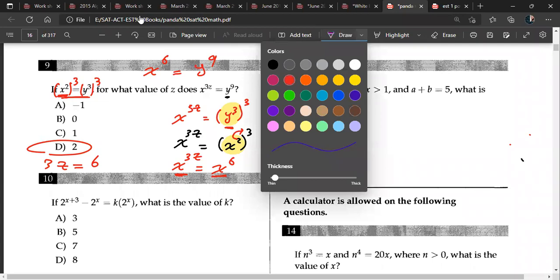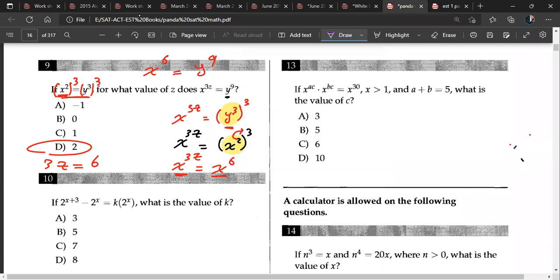It's a better way. You will take the cube of both sides, x squared and y cubed. So now you have x power 6 equals y power 9. And y power 9 already equals what? Equals x power 3z. So 6 equals 3z, so z equals 2. Yes, what about this way? I think it's better, yeah? Yes, it's much better.